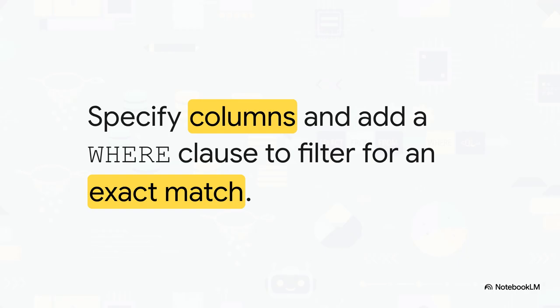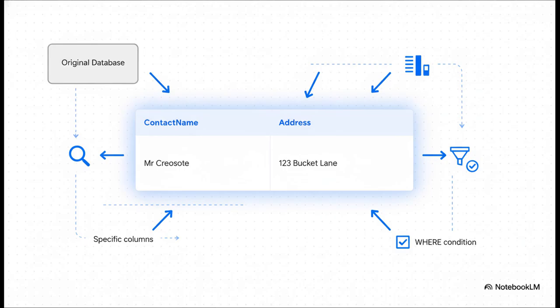And second, we've added our where clause to filter for a very specific condition, where contact name equals Mr. Creosote. Here, that equal sign means we are looking for an exact, perfect match. And bam! This is what the database gives back. Not the whole table, just the specific columns we asked for, and only for the record that perfectly matched our where condition. It's clean, it's fast, and it's exactly what we wanted.